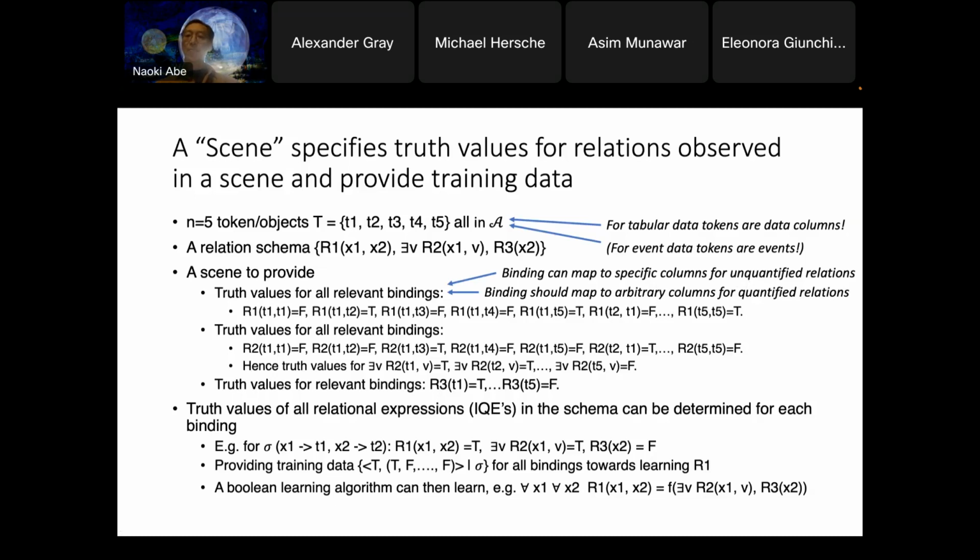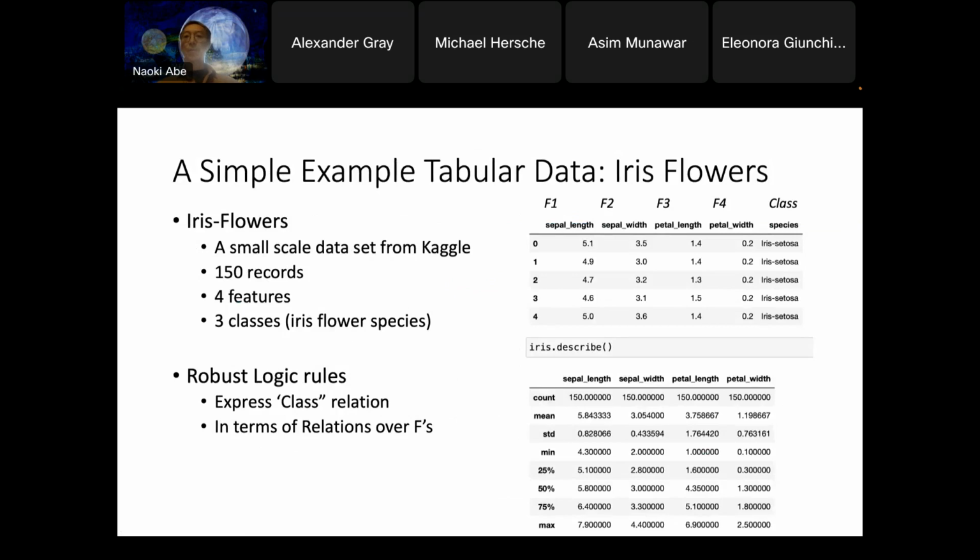For event data, the tokens may map to events. But for tabular data, they typically map to columns. So here's a simple but concrete example of tabular data, the iris flower data, which is very simple. It only contains 4 columns or features and a class label. It's very small in terms of the number of examples as well. And the robust logic rule that we want to learn will express the class in terms of relations over these features.